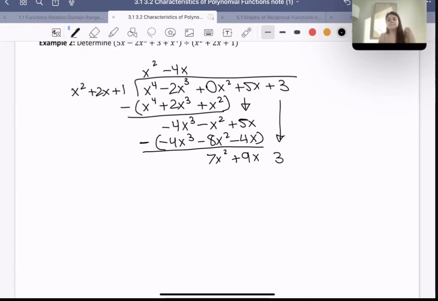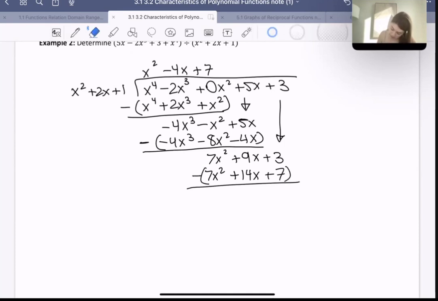Okay, all right, so now how many times does x squared go into 7x squared? Well, 7 times, so plus 7 up here. 2x times 7 is 14x. And 1 times 7 is 7. So if we subtract those, we end up with 0 for 7x squared minus 7x squared. We end up with negative 5x for the second one, for 9x minus 14x. And then for 3 minus 7, we end up with negative 4.